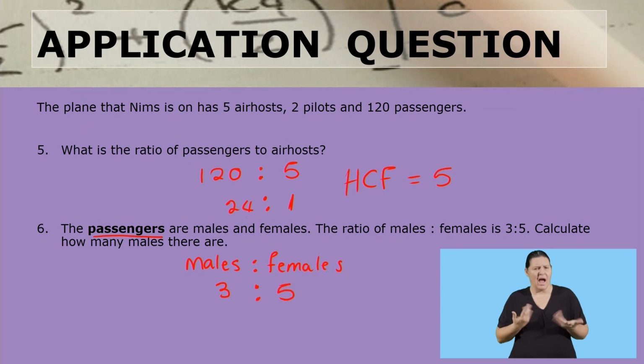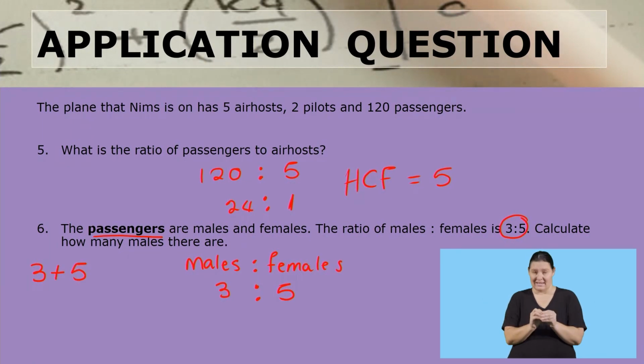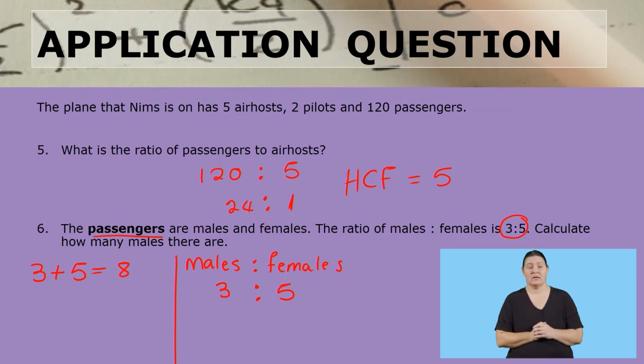Now, how do we find out how many females there are and how many males there are? It's quite simple, actually. So we are going to look at this ratio. That is 3 is to 5. And what we're going to do is that we are going to add these two numbers. So we are going to say 3 plus 5, and that gives us an answer of 8, right? So 3 plus 5 is 8, and that 3 and 5 comes from the ratio 3:5.